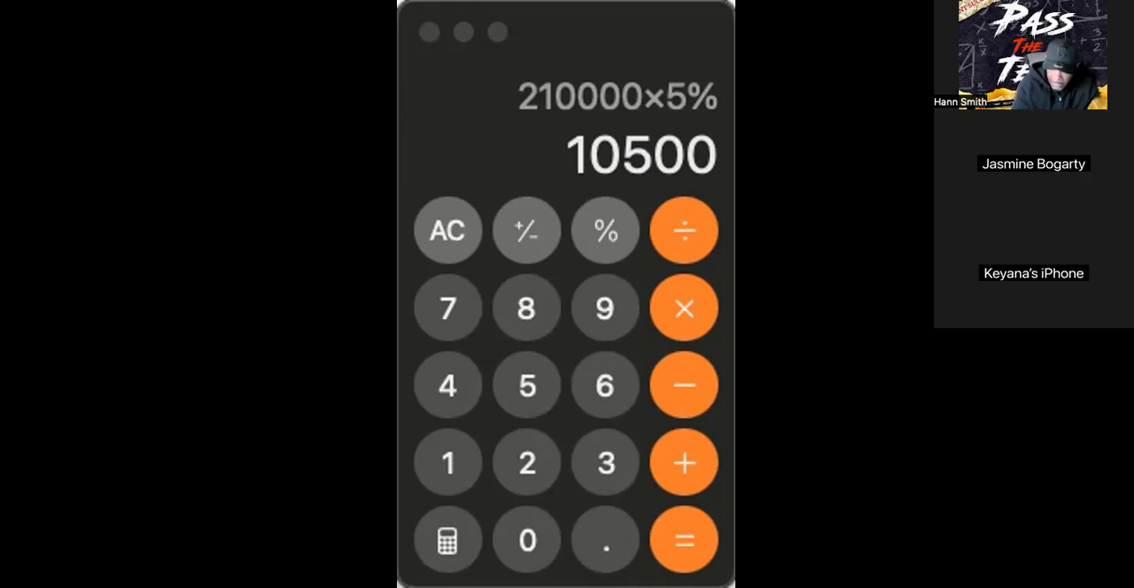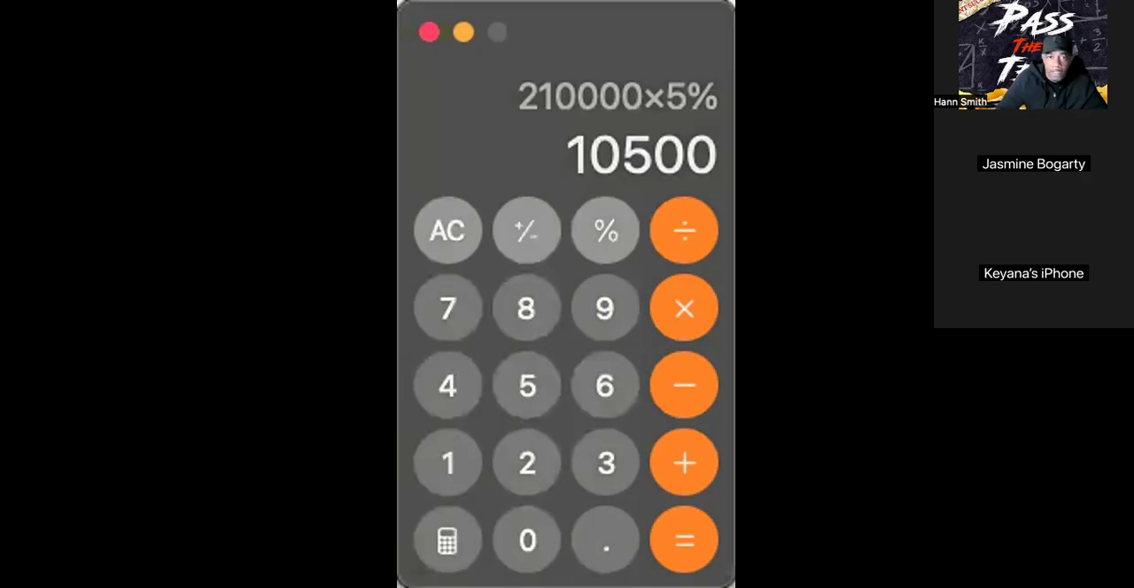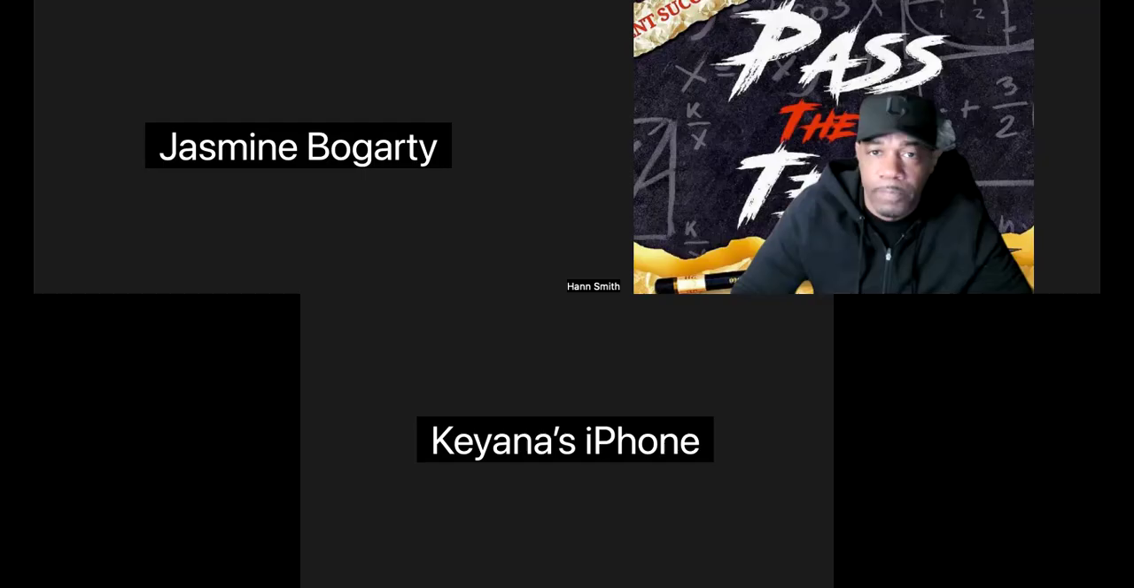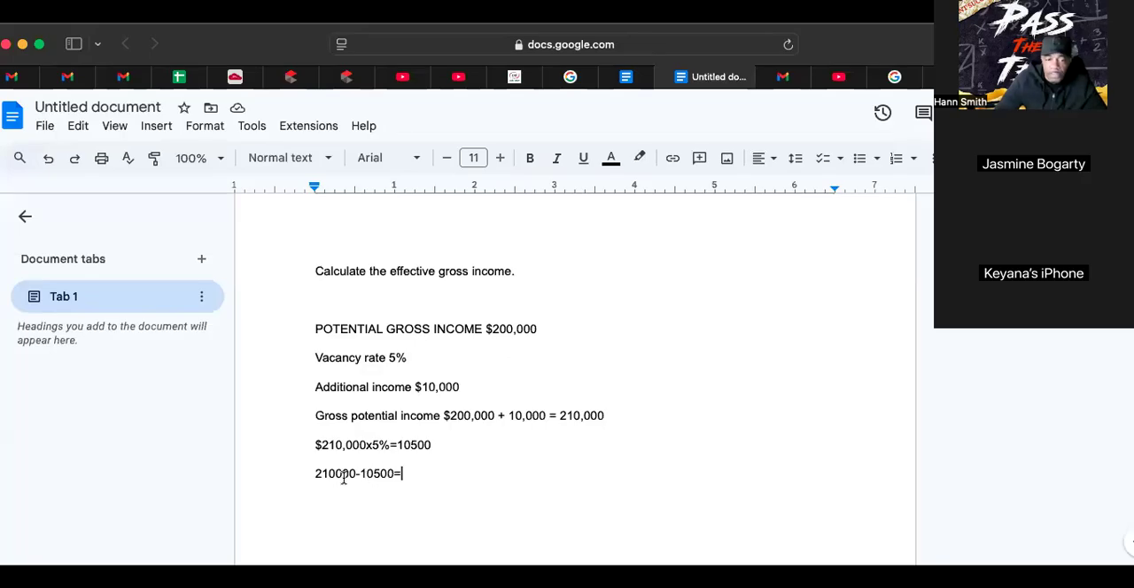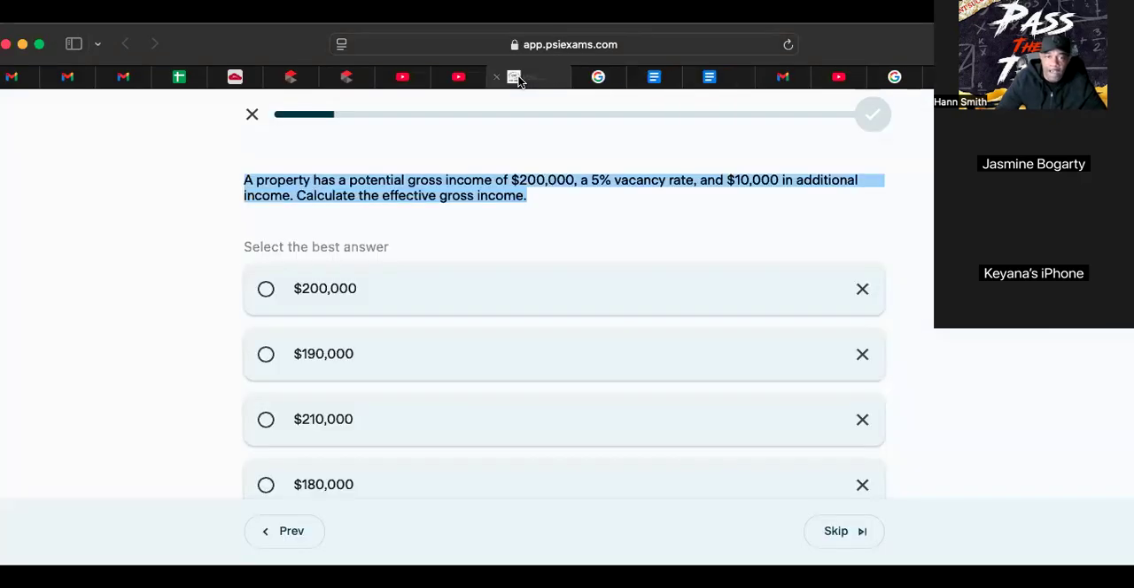So we need to do that minus, and it's going to equal, what is 210 minus, and I'm still on my calculator, so let me share my screen, the right screen. So this is what I just typed. 210 minus 10.5. What does that equal? All right. So we go 210 minus 10,500. And that equals 199,500. And that's the exact answer that we're going to be looking for when we go back to the test. All right. So we're looking for 199,500.